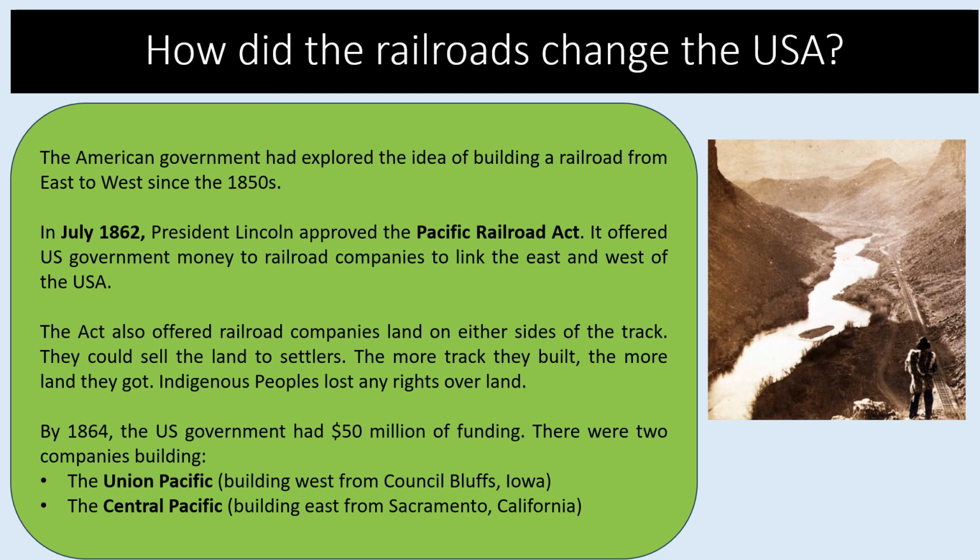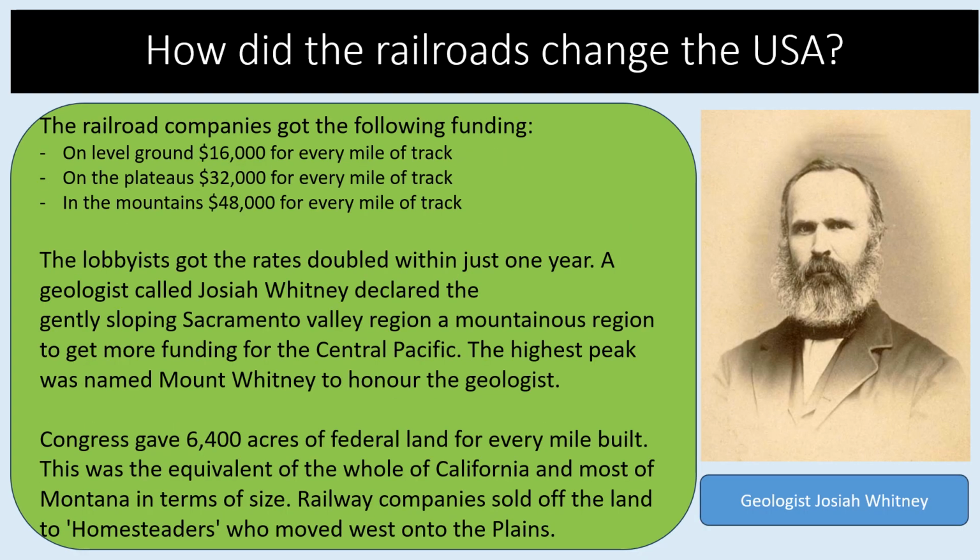The Union Pacific were building west from Council Bluffs in Iowa, and the Central Pacific Company were building east from Sacramento in California. Now, there was plenty of funding for the railroads on level ground. The railroad companies got $16,000 for every mile of track. On the plateaus, they got $32,000, and in the mountains, $48,000 for every mile of track.